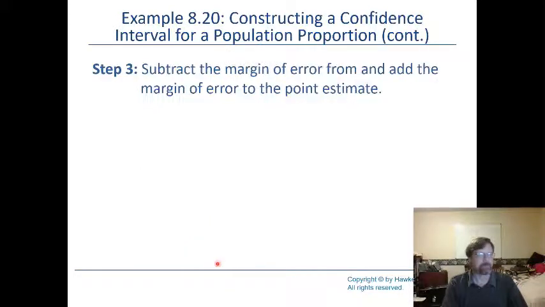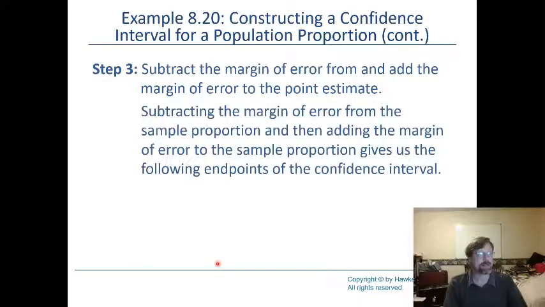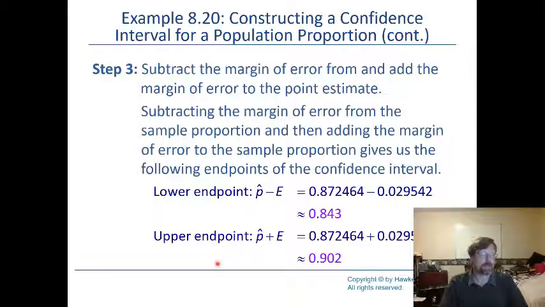Add and subtract that margin of error from the point estimate, and we get, all right, so we subtract it, we end up with about 0.843. We add it, we get about 0.902.